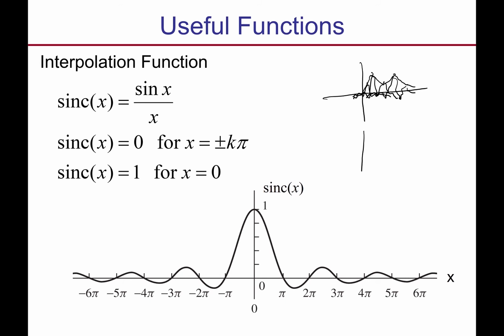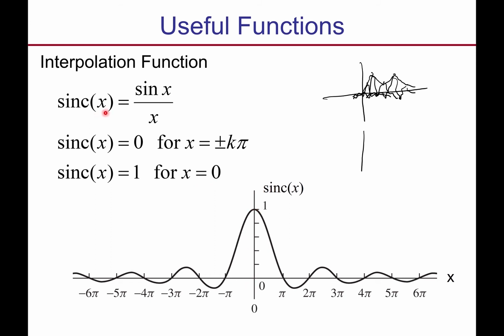Now, the mathematical definition of the sinc function is just sine x divided by x. And when you plug in x equals 0, you get 0 over 0, undefined. You use L'Hopital's rule. The sine x becomes cosine x, the derivative, and this is 1. And you plug in x equals 0 for cosine x, it will be 1 divided by 1. So the sinc function equals 1 for x equals 0.